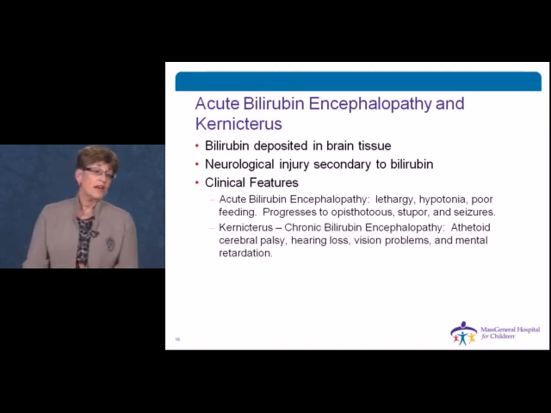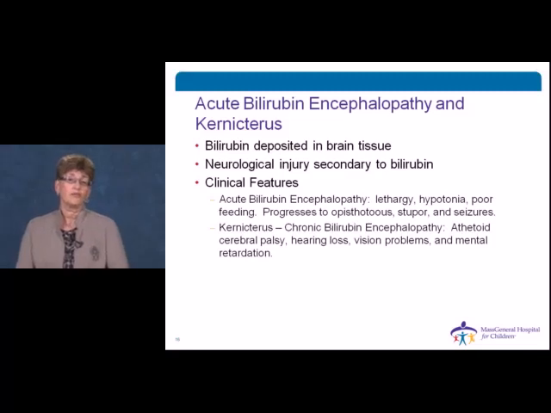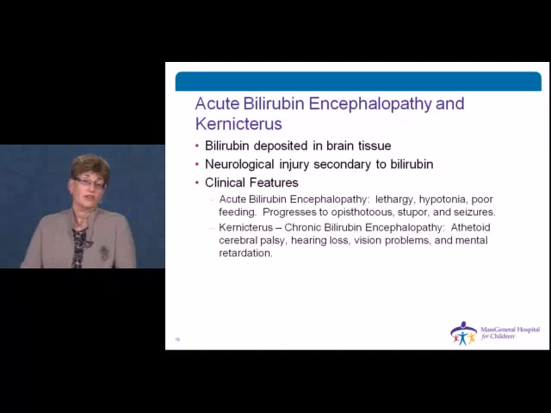So we've been talking about pathologic hyperbilirubinemia. What are we worried about? As you know, we're worried about acute bilirubin encephalopathy and then the ultimate chronic bilirubin encephalopathy, kernicterus. We sometimes use kernicterus now to include all of this, but truly kernicterus is more the chronic manifestations. So bilirubin can be deposited in brain tissue. Neurologic injury then occurs secondary to that bilirubin, and the early manifestations we see acutely are lethargy, hypotonia, and poor feeding, and that can progress to stupor and seizures.